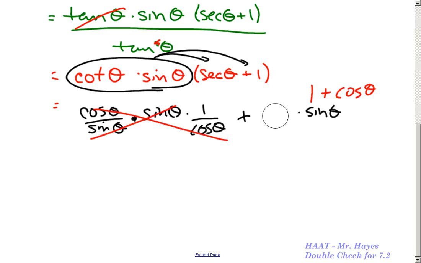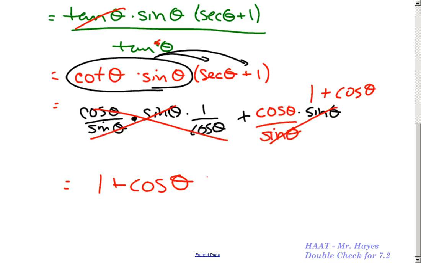This cotangent we could have written as cosine theta over sine theta. Those go away, and then I'm left with 1 plus cosine theta. So that's one where you may not have an idea where you're going, but you do have an idea of what a first step is, and then you kind of fall into it, which is always a nice way to go.